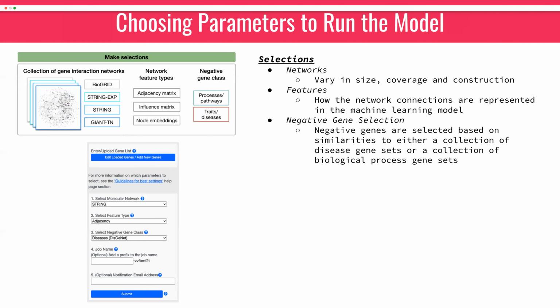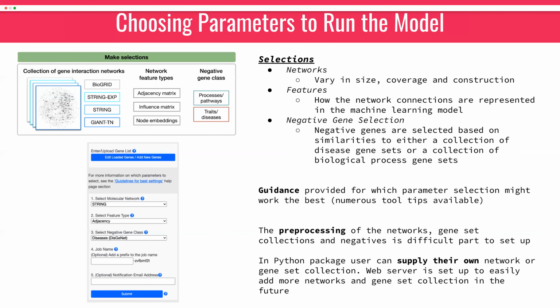Or you can use an embedding technique called node2vec to take each node and represent it as a low dimensional vector. And then the model needs negative gene selections. You can say that you want genes to be considered negative based on a set of disease gene sets, or based on a collection of biological process gene sets. So you have a little bit of choice of how to select the negatives. Some things to note here is that we provide some guidance about which parameter selection might work best, and there are numerous tooltips available for this.